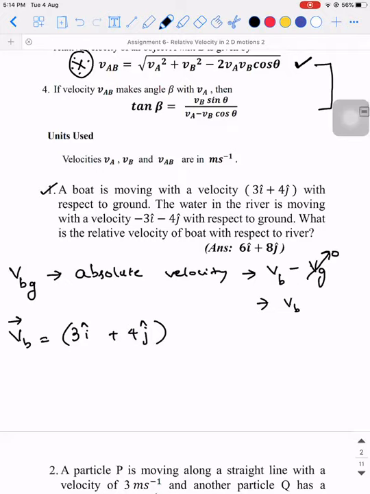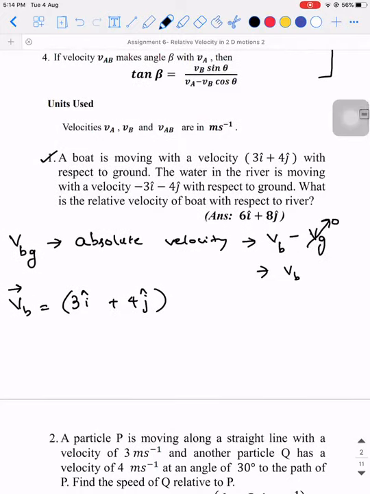Similarly, the water in the river is moving with a velocity of minus 3i cap minus 4j cap. So velocity of water is given as minus 3i cap minus 4j cap. Are you guys able to understand this? With respect to the ground, so it is absolute velocity of water.